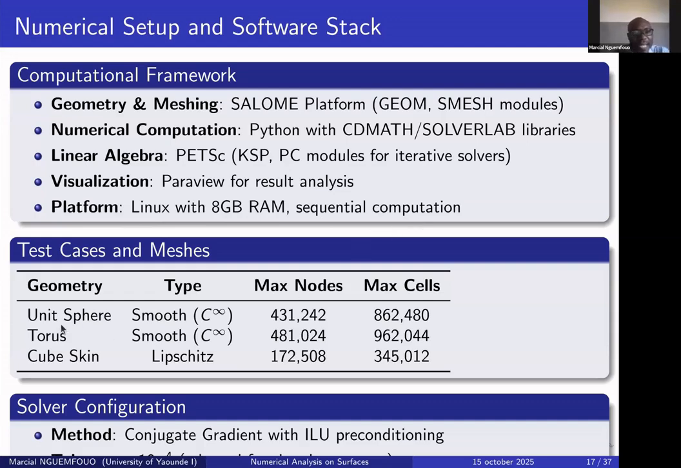We apply our results on some test cases. The unit sphere, which is a smooth surface, and the torus, which is a smooth surface too, and the cube skin, which is a Lipschitz surface. We use conjugate gradient with ILU preconditioning.